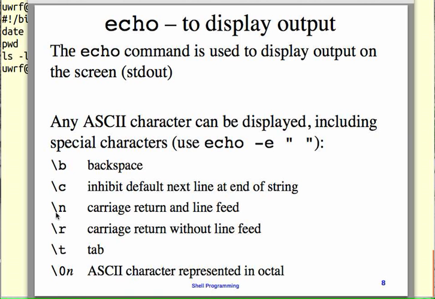You can force a new line to be drawn. You can force a carriage return without a line feed. This is useful when you want to print out updates, for example, and not have new lines for each update. So there are situations where you want to use carriage return rather than the carriage return and line feed. You can use tabs. You can print out ASCII characters that are represented in octal if you use the \ and 0 in any number. This number will be represented in octal.